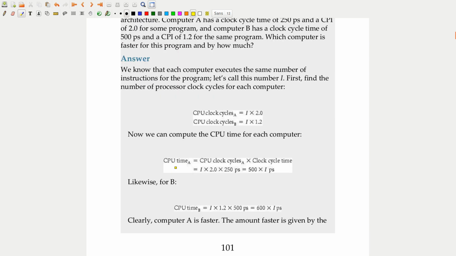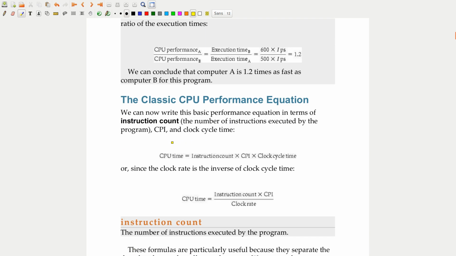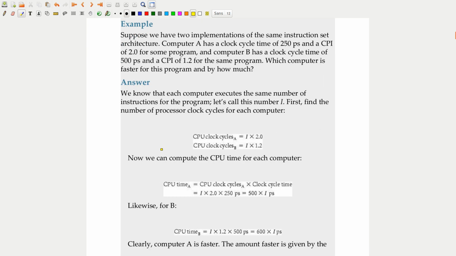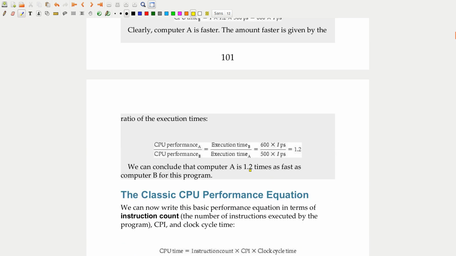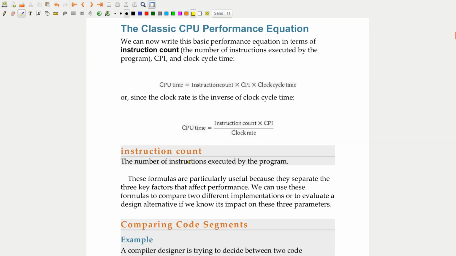And eventually we'll get to the inverse of it, which is IPC, instructions per clock cycle, which is a metric typically used. So here they have a simple example. We can go ahead and skip over this though. This is pretty simplistic. So, a classic CPU performance equation.